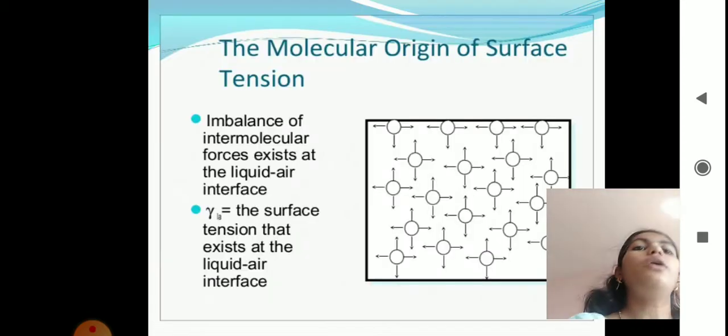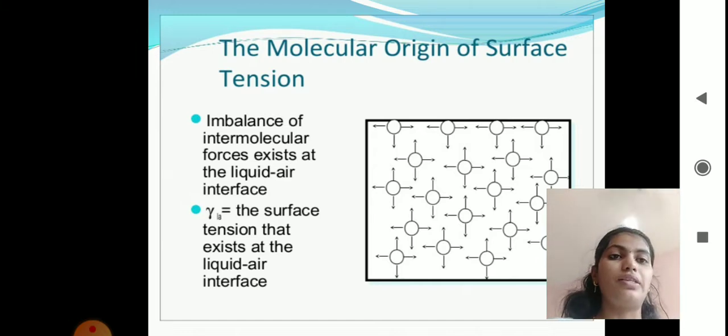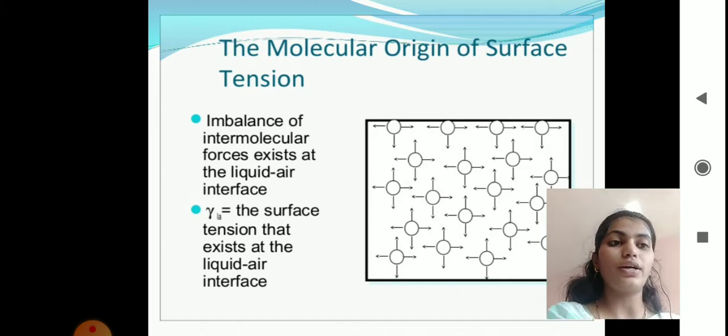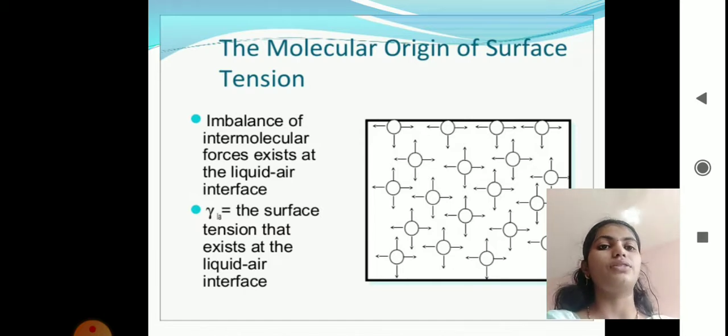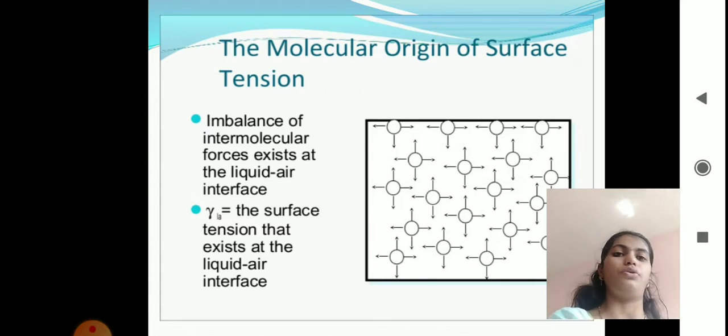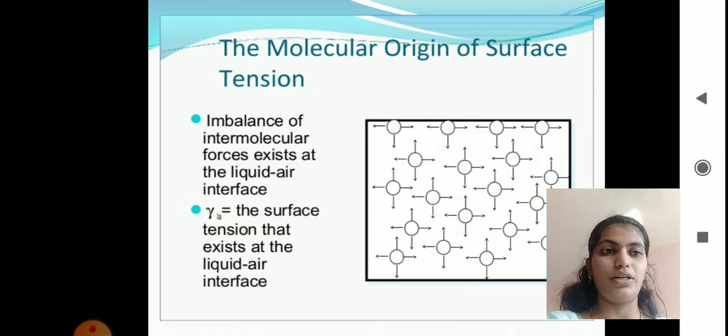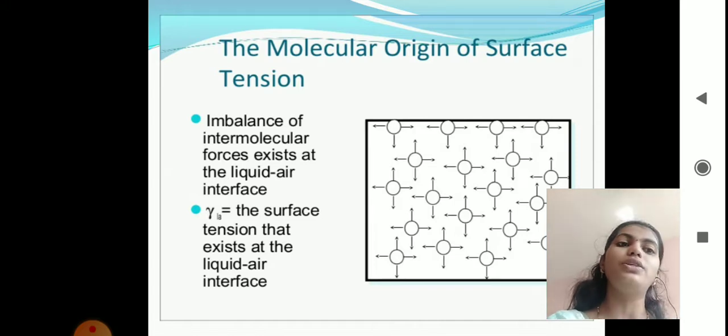Okay. Now, how is surface tension made, or what is the actual origin of surface tension? The molecular origin of surface tension. Everything in our universe is made up of a composition or collection of molecules, tiny particles or atoms. We all know that. Then the molecular origin of surface tension means the actual molecular origin: how surface tension is made, and from which things.